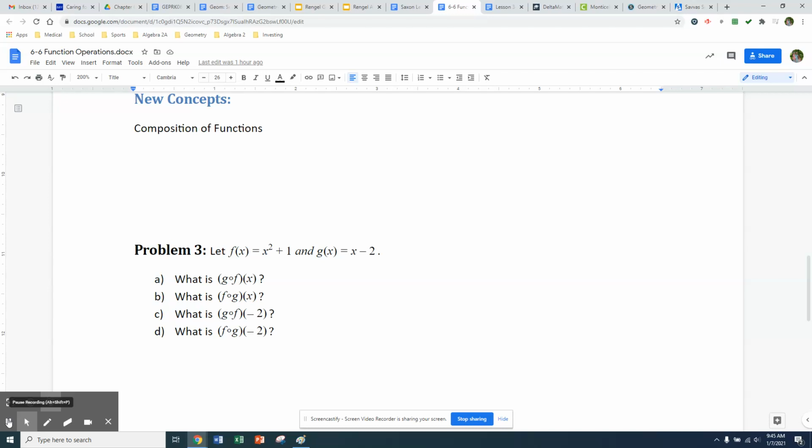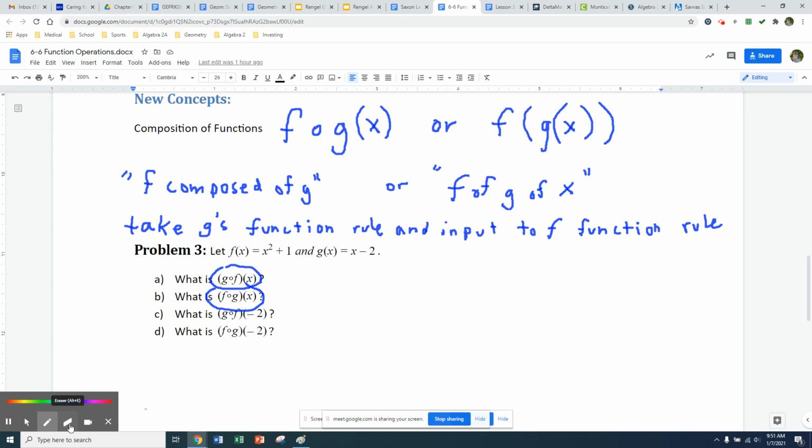In that case, the order of operations I'm following is I'm taking the g function, placing it into the f function, and then getting my final result. So there's how we can do a composition of functions with function rules. And the next thing we're going to look at is how we do a composition of functions when we have an actual number that we can input into the function rule. Now I'm going to need to erase this. Is that okay if I erase that problem?